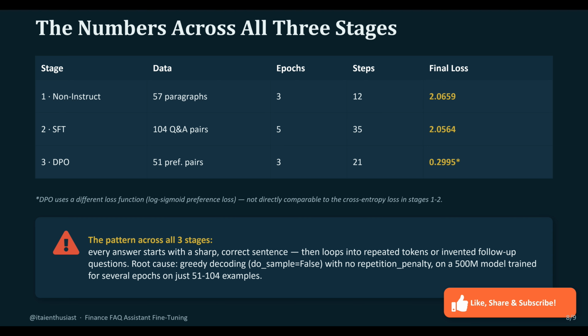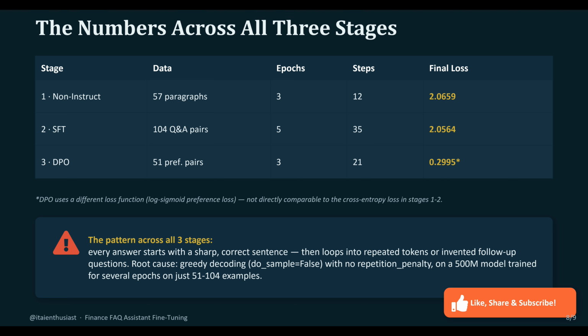Numbers. Here are our real training numbers for every stage side by side. Notice the loss actually goes up slightly from stage 1 to stage 2, from 2.0659 to 2.0564, barely moves, and that's expected because stage 2 is a much harder task, producing fully structured answers, not just continuing raw text.